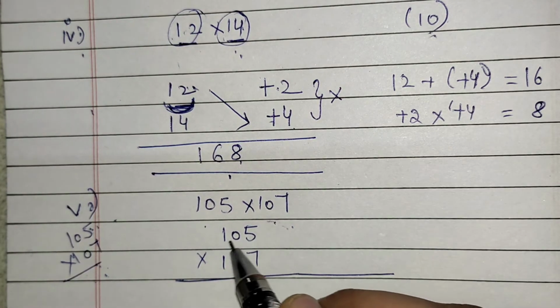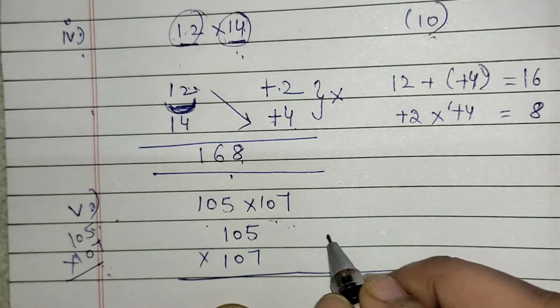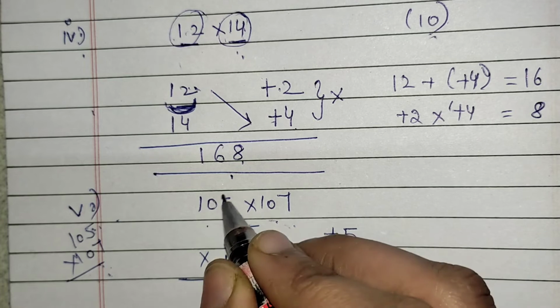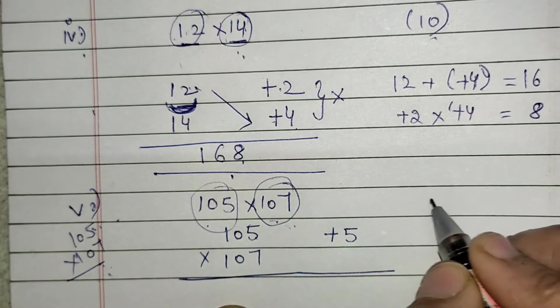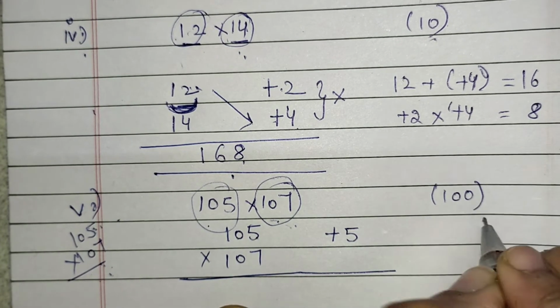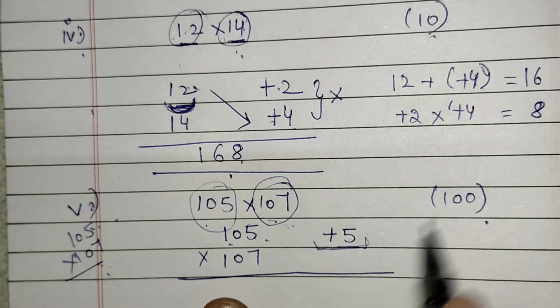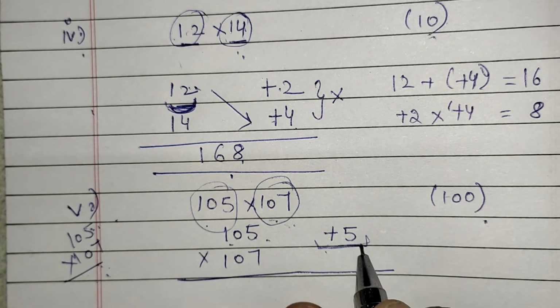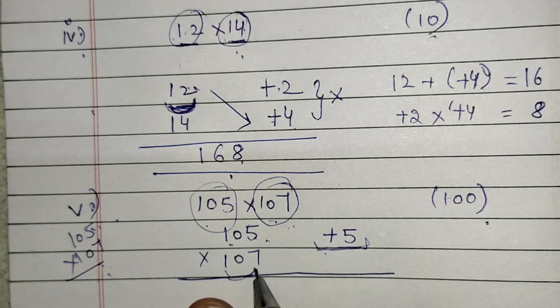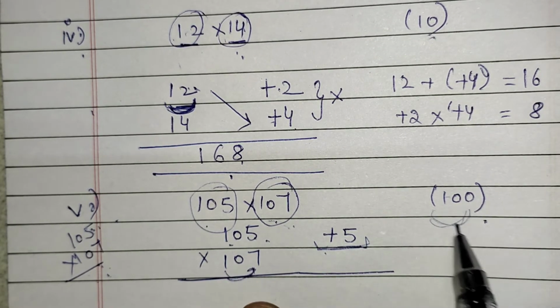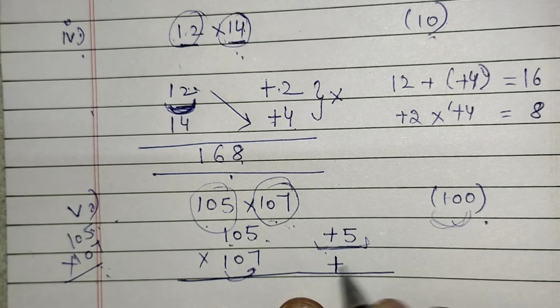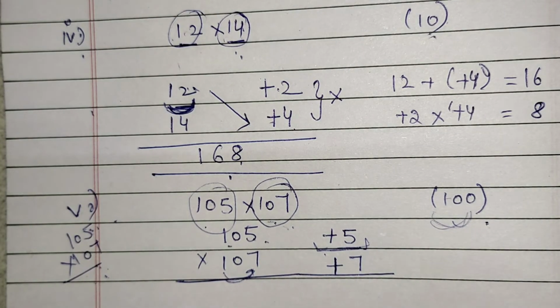Okay, so write down like this. 105 is how much bigger than 100? Now you can see clearly that these numbers have the same base of 100. So 105 is how much bigger than 100? It is plus 5. And 107 is how much bigger than 100? It is plus 7, right?